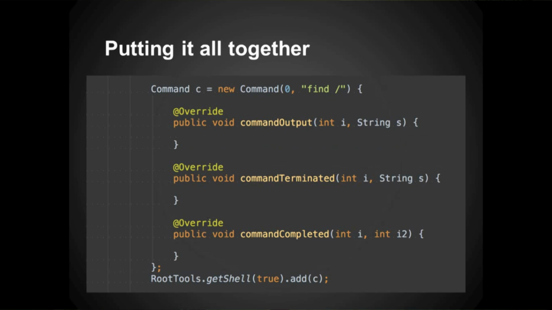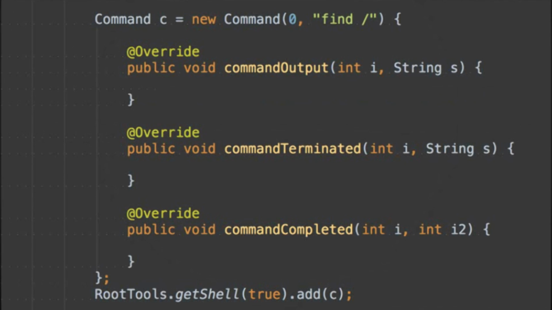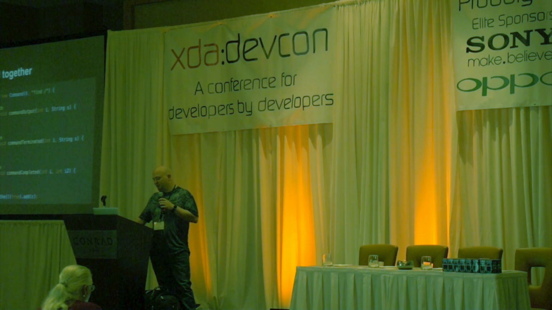This example is an example of instantiating the base command class and implementing the 3 abstract methods. It's pretty much the same as the previous, but in this one you do have to provide implementations for the 3 abstract methods: command output, command terminated, and command completed. So here I'm not doing anything with them, so I could have used the command capture class since I, for some reason, don't care about command output, terminated, or completed.